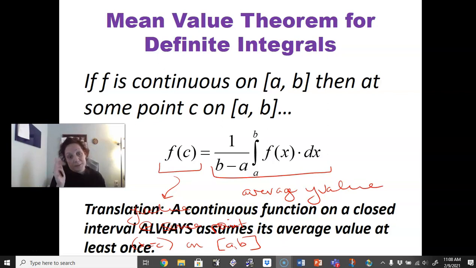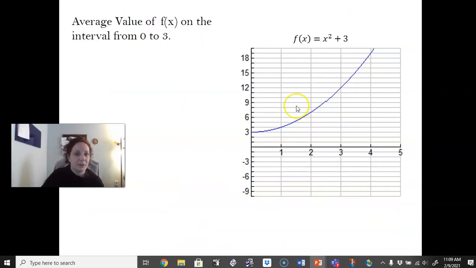It might do it more than once. We don't know. Okay, so I want to look at some cool stuff that happens with average value.